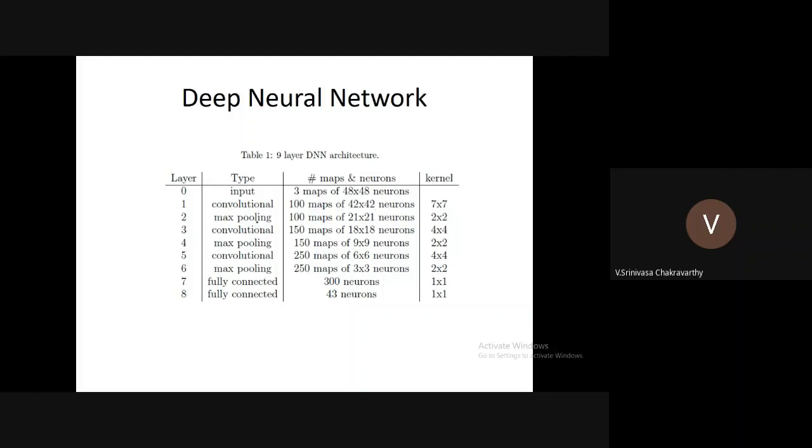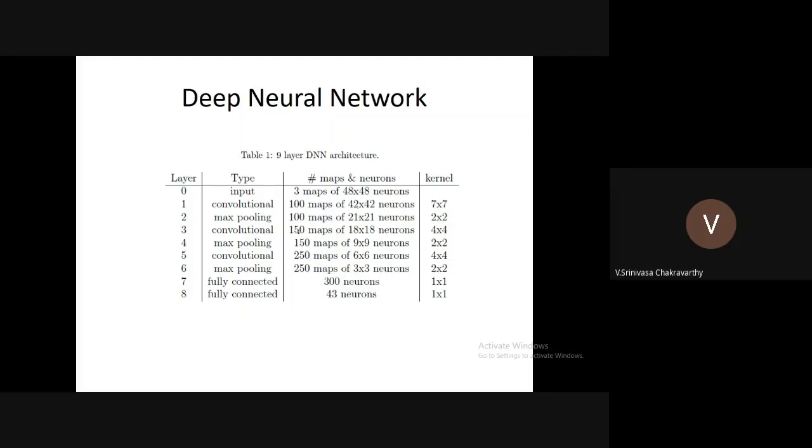Next stage is max pooling. Note that it is max pooling and not average pooling, and typically max pooling is used. Then again you have 100 maps, because max pooling is applied to each of the convolutional feature maps, so there's a one-to-one mapping between the convolutional feature maps and the max pooling layers. It's a 2 by 2 kernel, therefore you go from 42 by 42 to 21 by 21. Okay, and then next again you have convolutional layers.